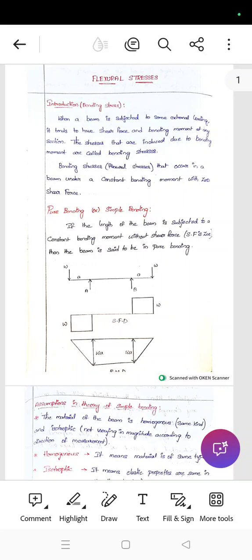Okay. So these bending stresses will occur because of the constant bending moment. If a beam is subjected to a constant bending moment with zero shear force, then it is known as simple bending. Here you can see what this simple bending is, if you consider a beam with the load of W at the ends of AB length. It is subjected to shear force and bending moment, and you can see the diagrams here.